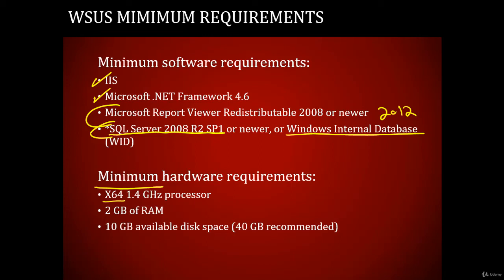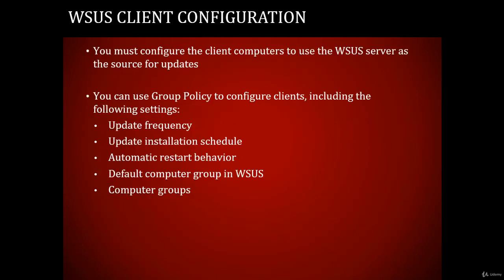So 64-bit, 1.4 gigahertz or faster, 2 gigs of RAM or more. There is no chance you would deploy a server with 2 gigs of RAM, so that's not a concern for our configuration, really. And disk space, not really a concern either. 10 gigs at a minimum of disk space, but Microsoft does recommend 40 gigs just to store updates. The basic things we'll configure in the next lesson.